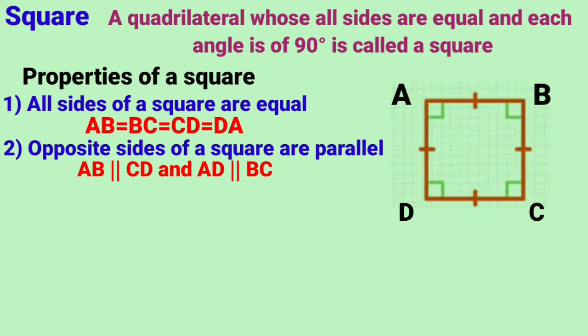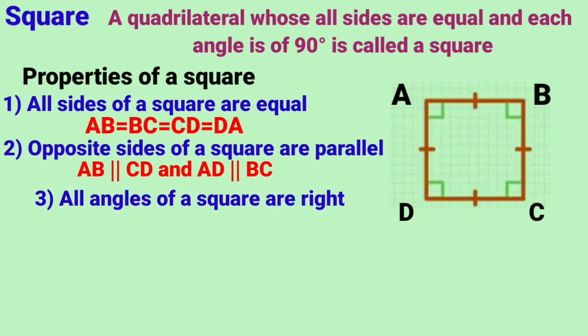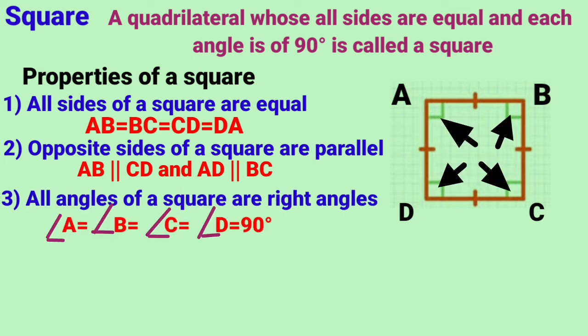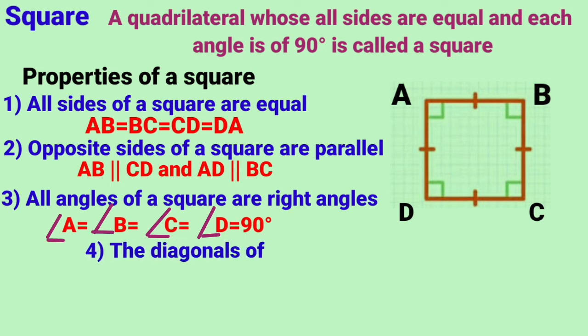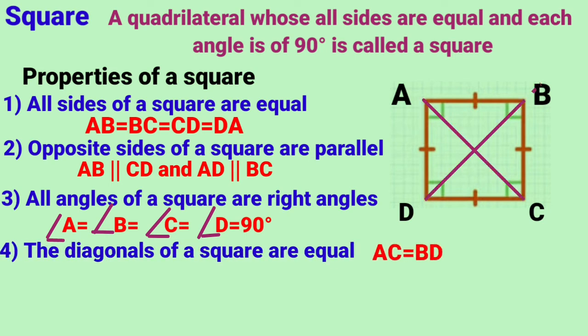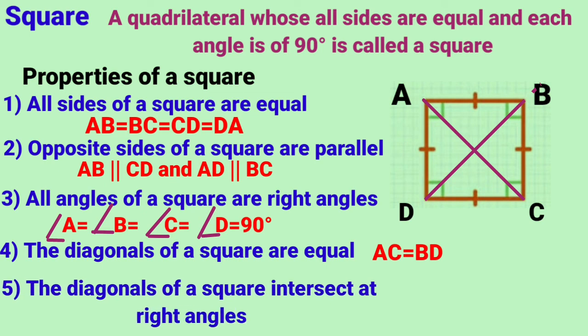Number 3, all angles of a square are right angles. So angle A is equal to angle B is equal to angle C is equal to angle D. All are of 90 degrees. Number 4, diagonals of a square are equal. So AC is equal to BD. And number 5, the diagonals of a square intersect at right angles. So all these angles where these diagonals meet are of 90 degrees.